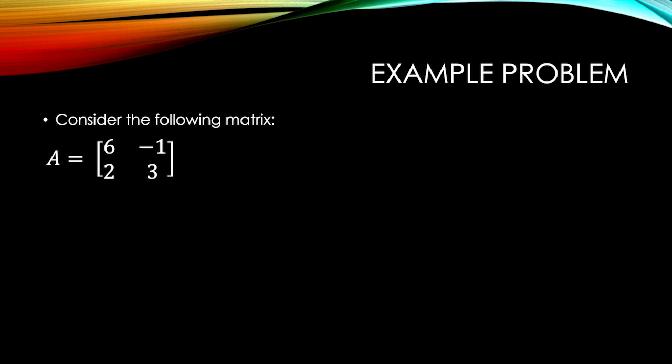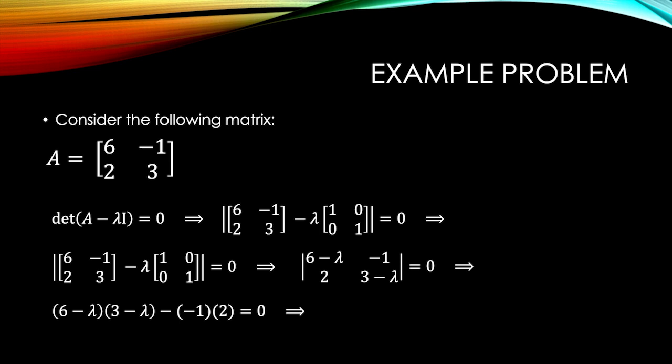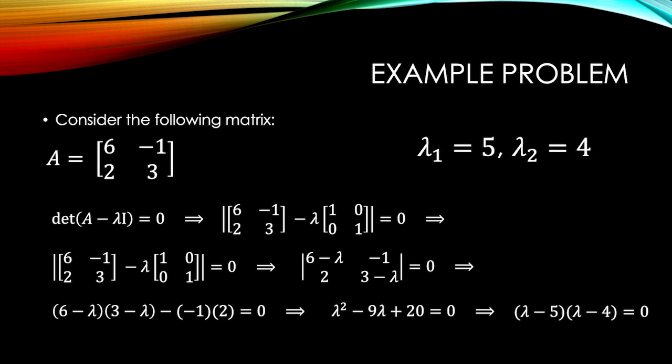The first step in diagonalization is to find the eigenvalues of A, and to do this, we take the determinant of A minus lambda times the identity matrix and set it equal to 0. Then after doing some simplification, we can see that the values of lambda that will make this equation go to 0 are 5 and 4.